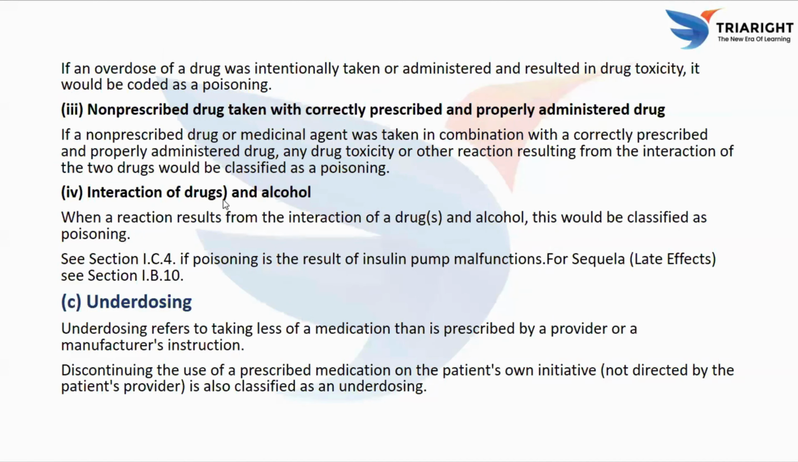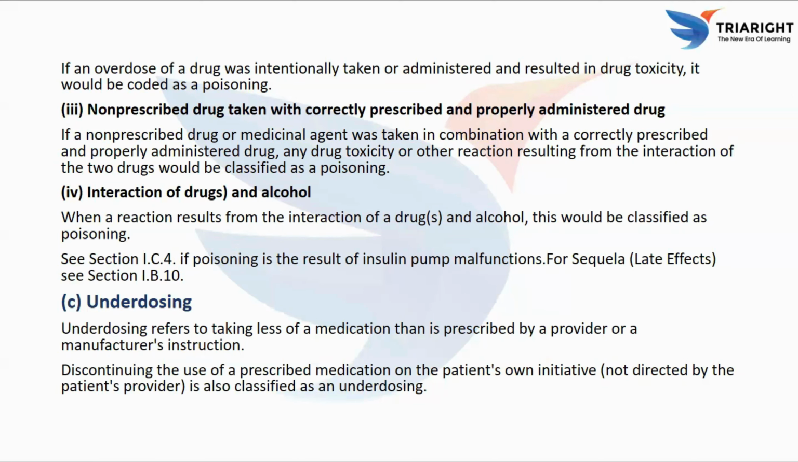So, intentional overdose. If an overdose of a drug was intentionally taken or administered and resulted in drug toxicity, it is coded as poisoning. So any intentional overdose is equal to a poisoning. Intentional includes suicide attempt, self-harm, and also deliberate excessive intake. Toxicity does not change the classification. An intentional overdose is never an adverse effect.